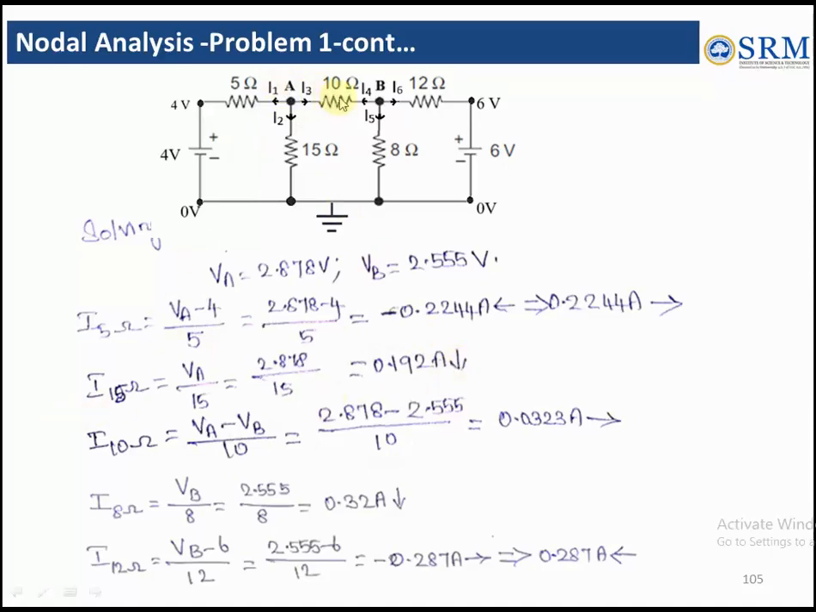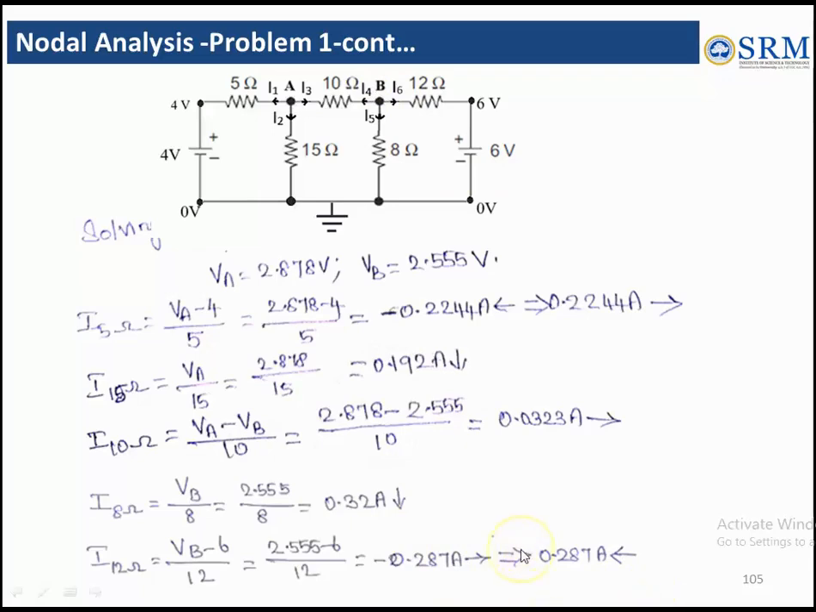Current across the 10 ohm resistor is VA minus VB by 10. So here the direction of current is from left to right. Similarly, across the 8 ohm resistor and 12 ohm resistor, we can find the current value. If it's negative, we have to change the direction that we assumed. Okay, what we assumed, from that we have to change the direction.